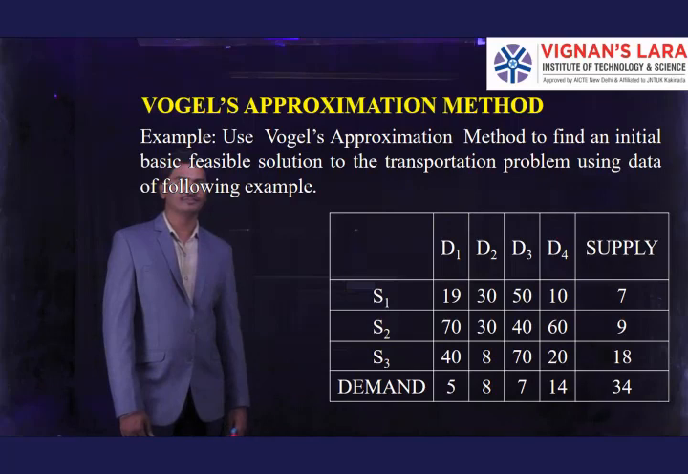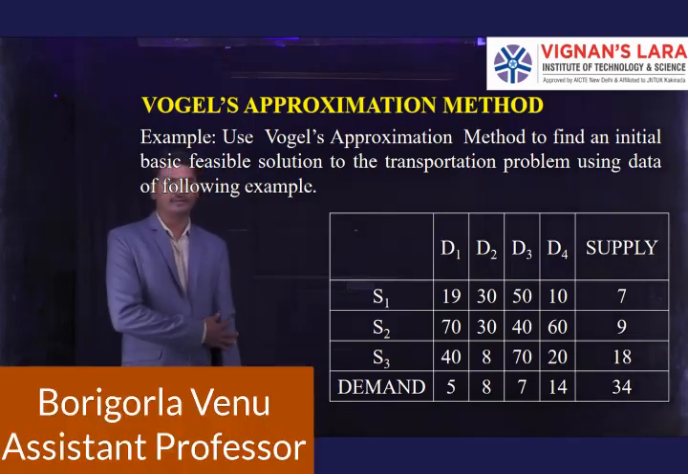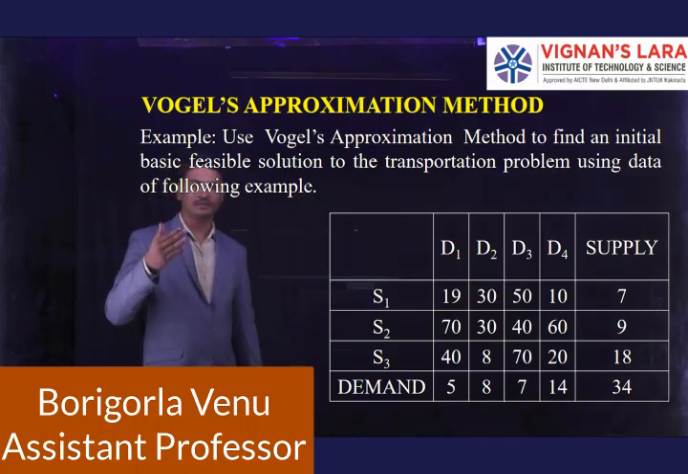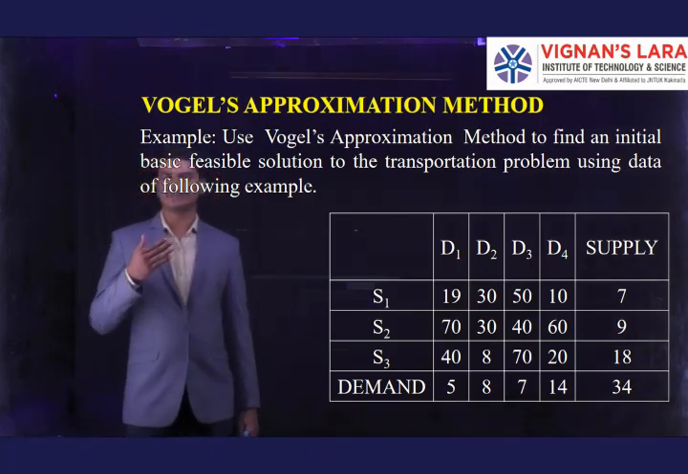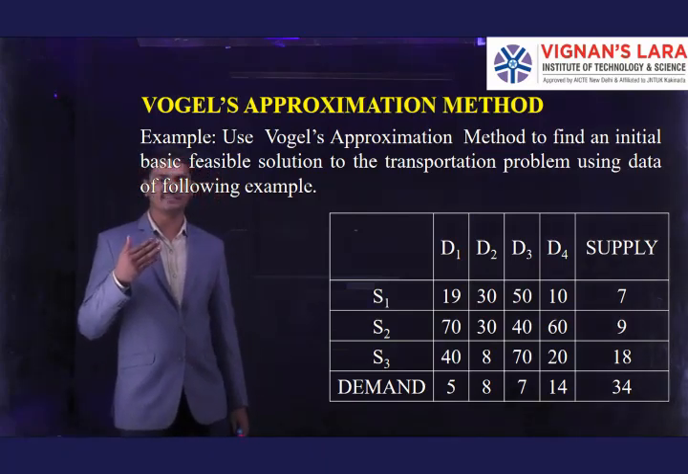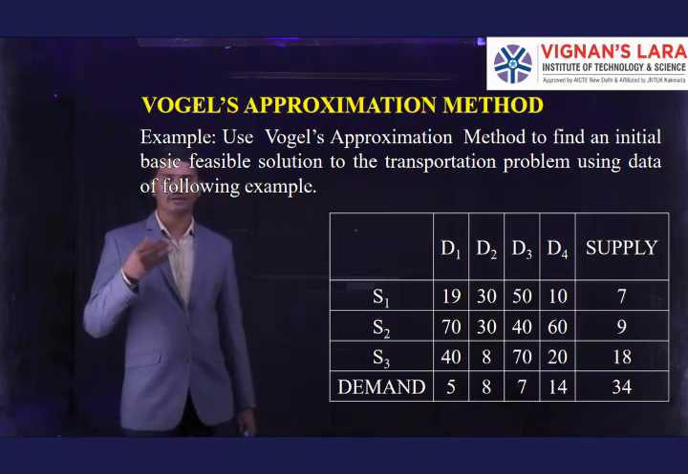Today we are going to discuss Vogel's approximation method with the help of an example. Here I have taken one example: use Vogel's approximation method to find an initial basic feasible solution to the transportation problem using the data of the following example.